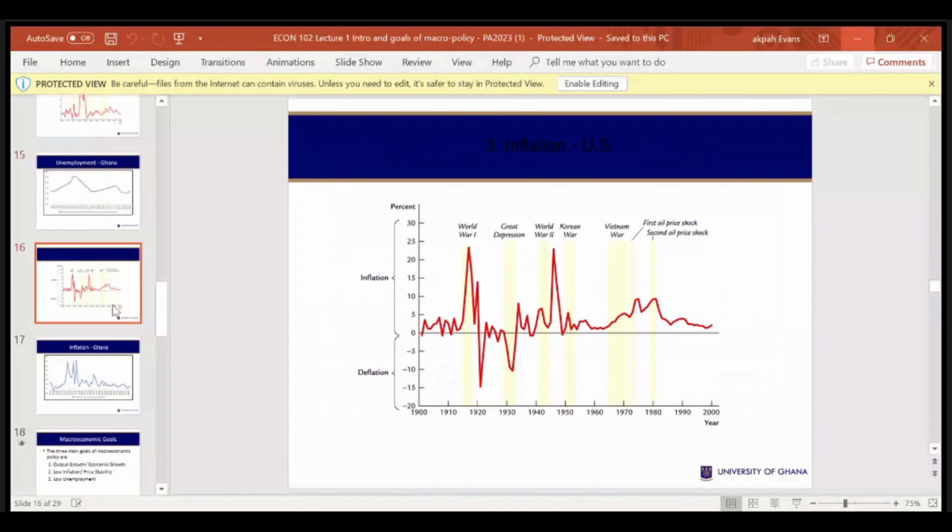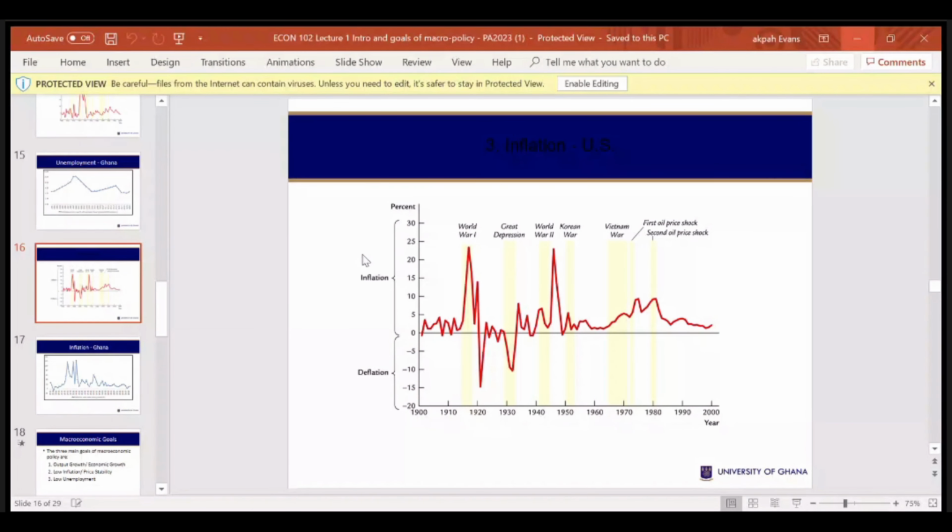Okay, so inflation. Inflation in the US. I doubt if Ghana has ever had a negative inflation. Okay, but the inflation in the US, you can see, also fluctuates. And the highest level of inflation has been something close to what? 25%. I think Ghana's highest rate of inflation is above 100. I think 100 and something percent anyway.